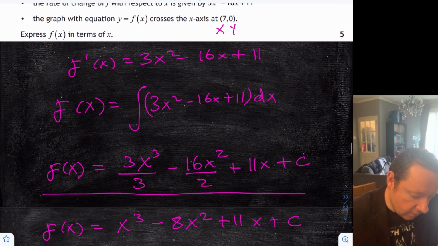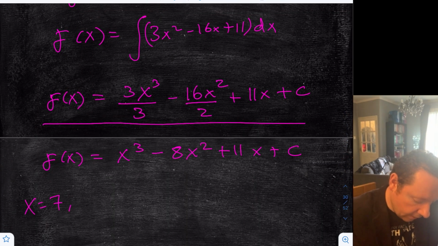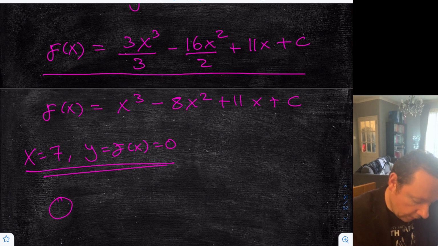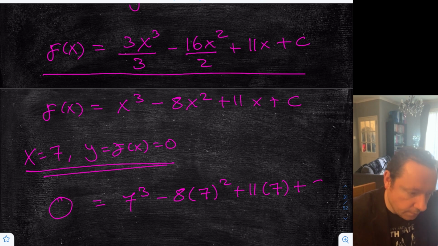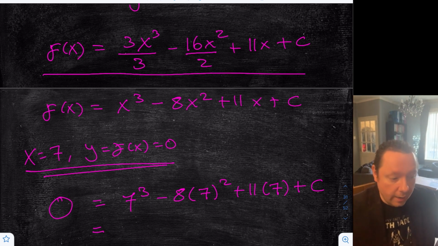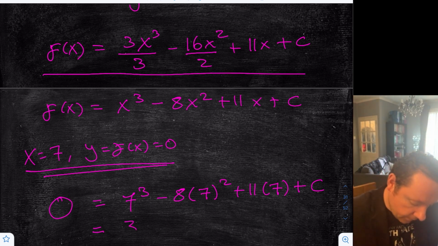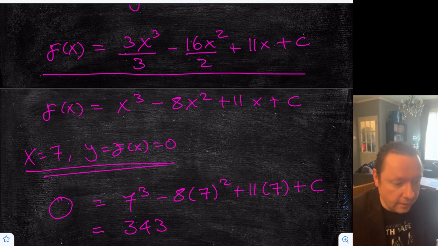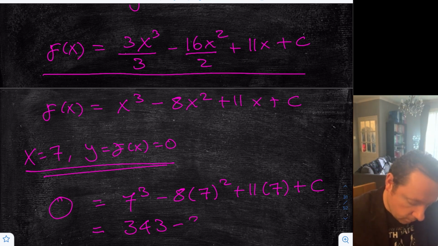So when x is 7, y is 0. When x equals 7, y, which equals f of x, equals 0. So subbing that in, we get 0 equals 7 cubed minus 8 times 7 squared plus 11 times 7 plus c. This was a calculator paper, so you could do all the sums in a calculator, but 7 cubed is 343. 7 squared is 49 times 8 is 392. 11 sevens is 77. And then we've got plus c, and 0 equals this.